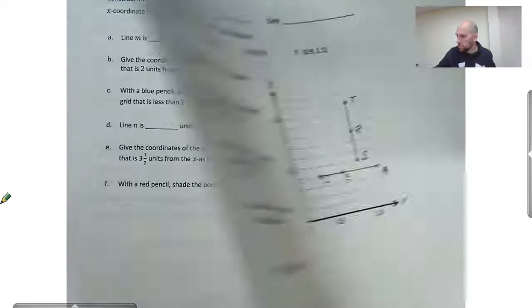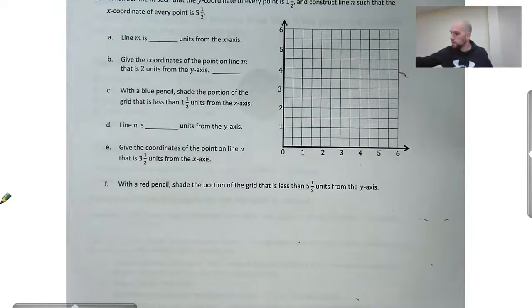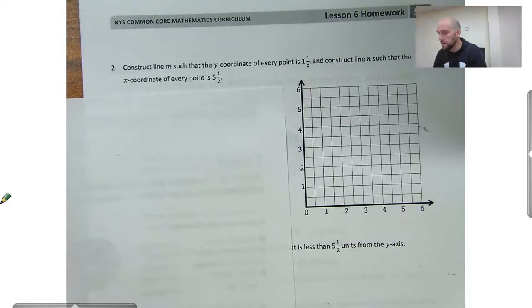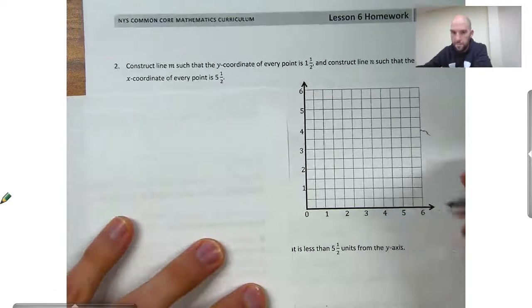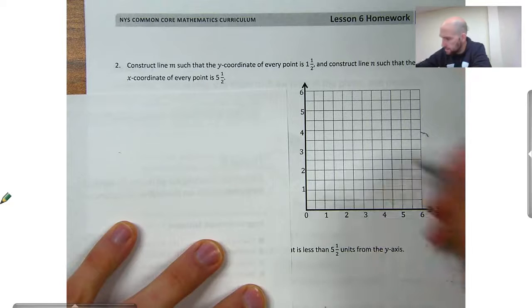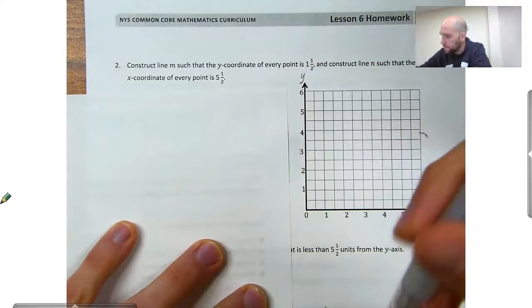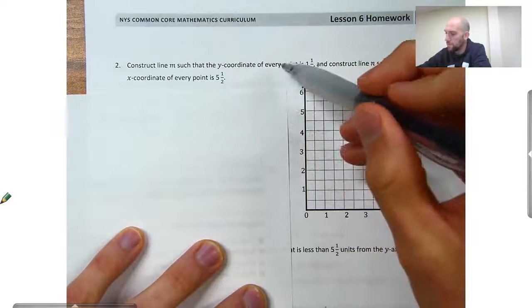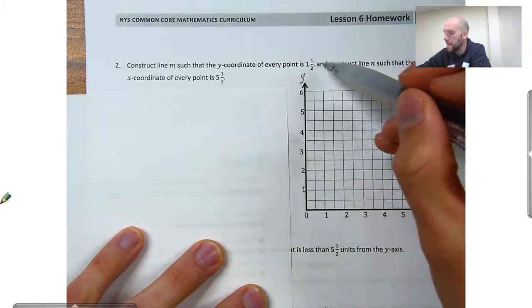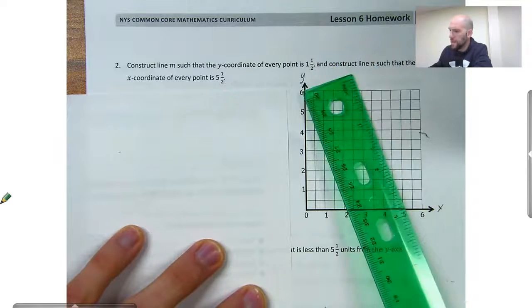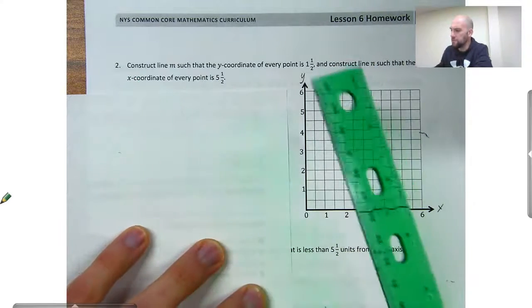All right, let's move on to our next page here. This looks like we're going to do something somewhat similar. Let's label our axes first. So we have our X axis and our Y axis. It says construct line M such that the Y coordinate of every point is 1.5. So I'm going to stop right there. It says to construct a line N as well, but let's do this line M first.